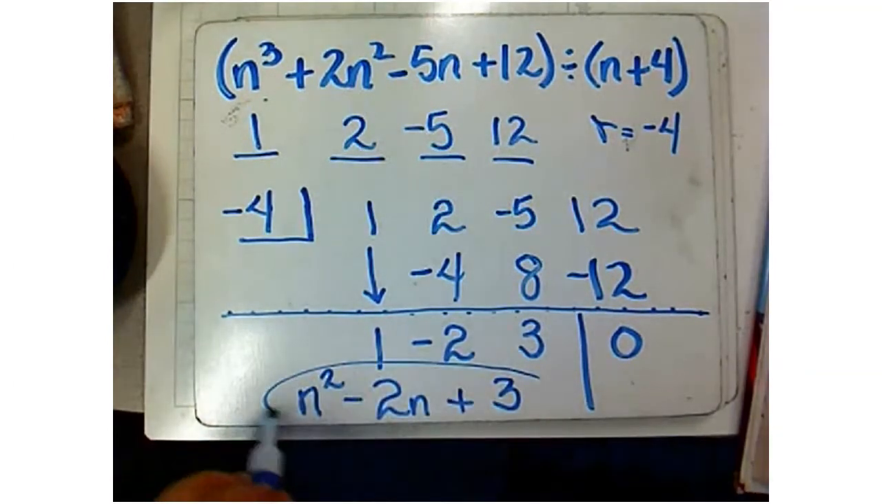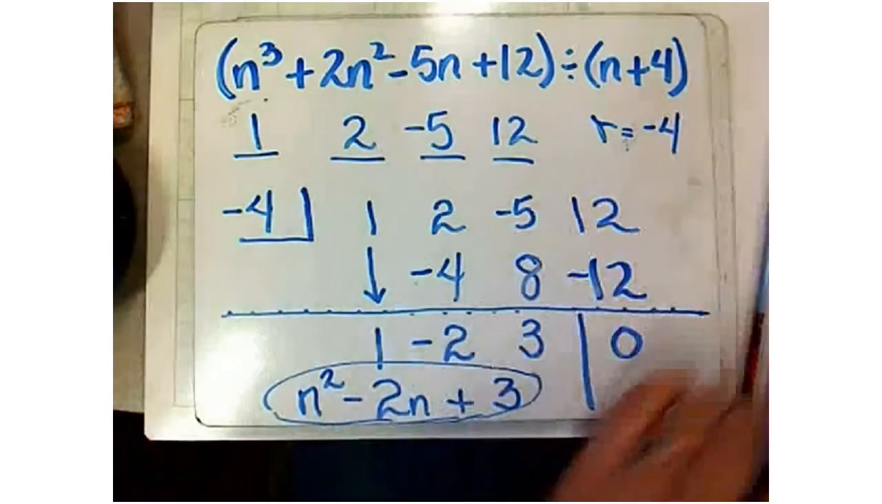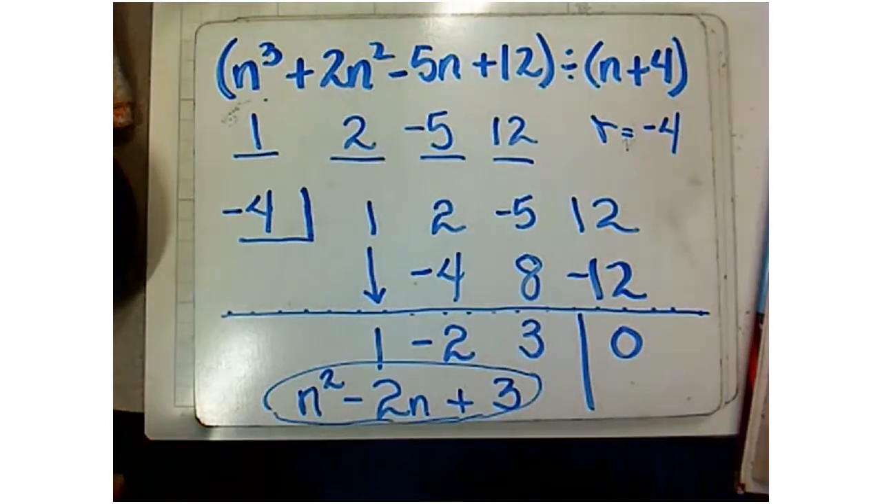That is your answer. If we multiplied n plus 4 times n squared minus 2n plus 3, we're going to get back to n to the third plus 2n squared minus 5n plus 12. I'm not making you do that in this moment, but I might later. It's good practice.